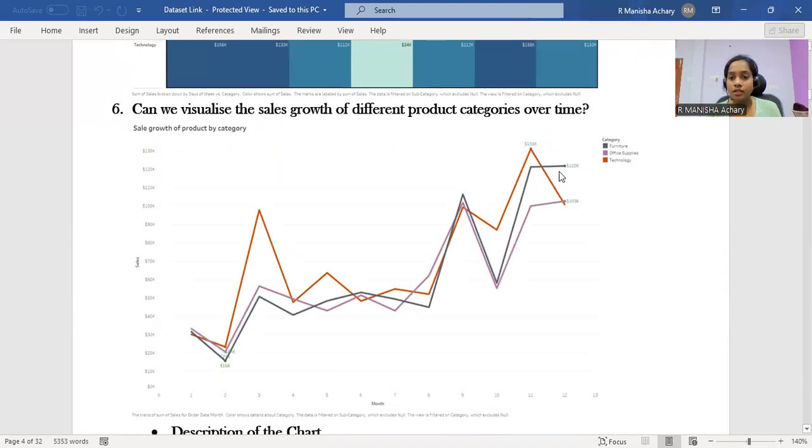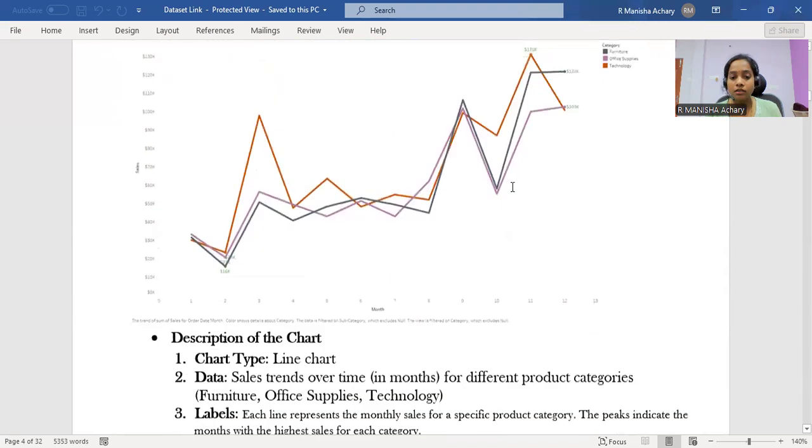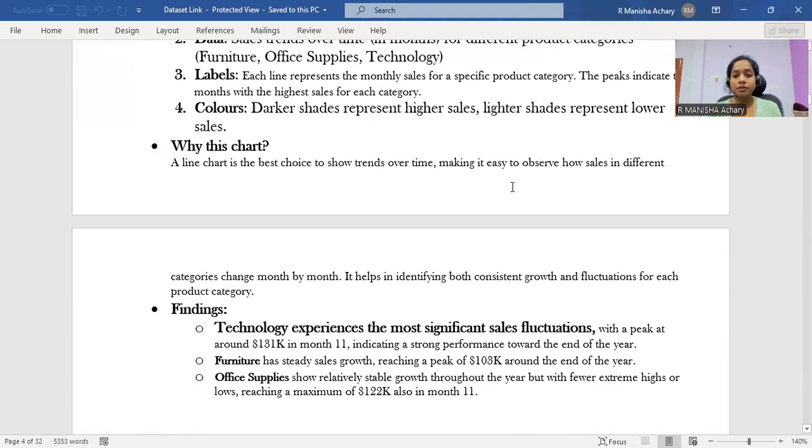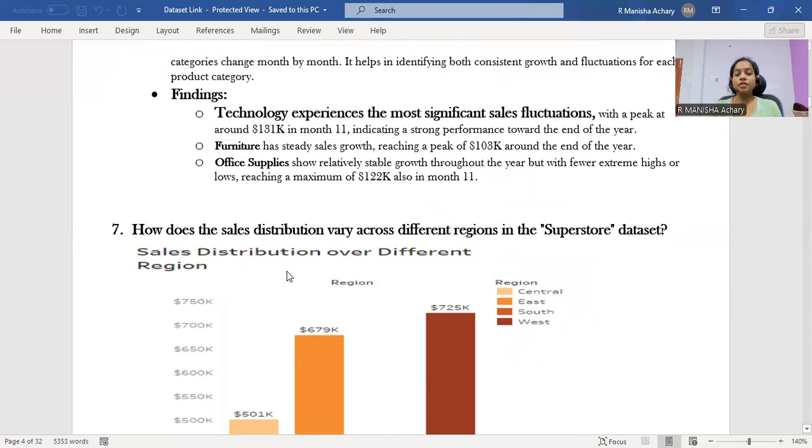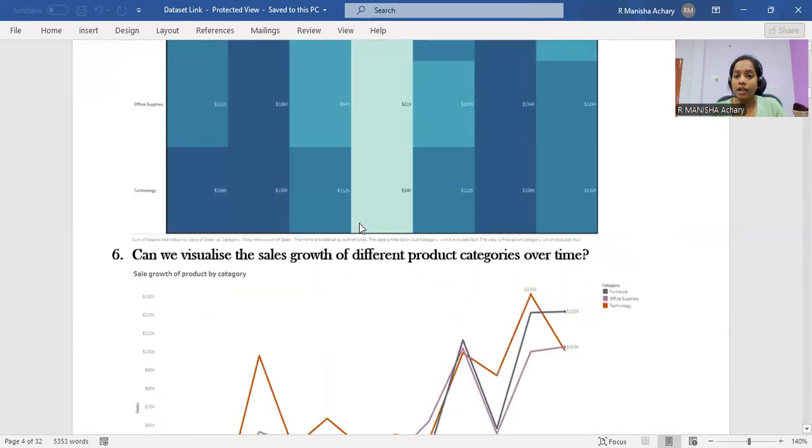This is furniture, 103K at the end of the year, with consistent growth. And office supplies shows relatively stable growth throughout the year, but with fewer extreme highs or lows, reaching a maximum of 122K, also in month 11.